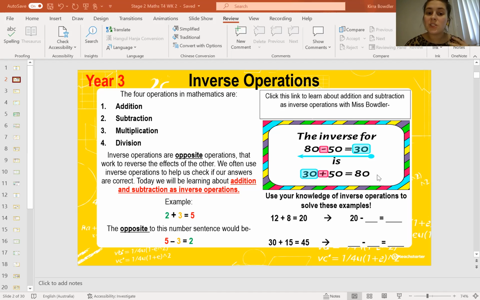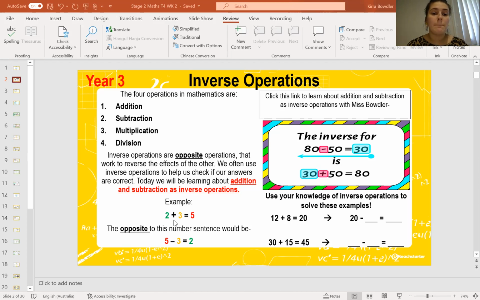We will be learning about addition and subtraction today as inverse operations. So they work together. They are the opposites. Now, if addition and subtraction are opposites, that means that multiplication and division are opposites. But today we are just focusing on addition and subtraction. So I have an example down here for you to have a look at.